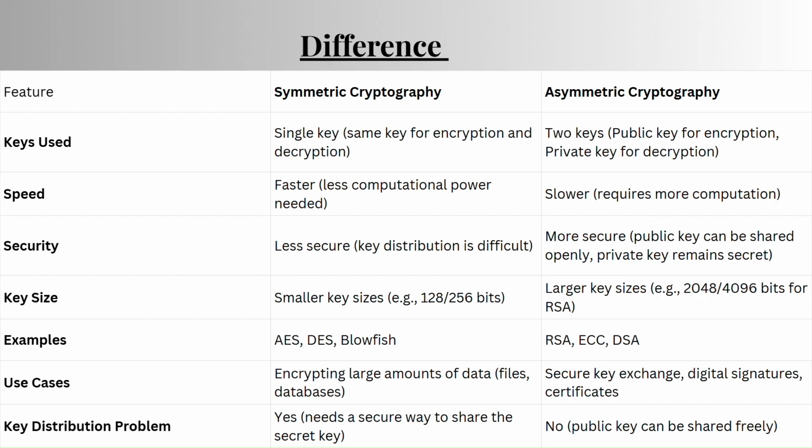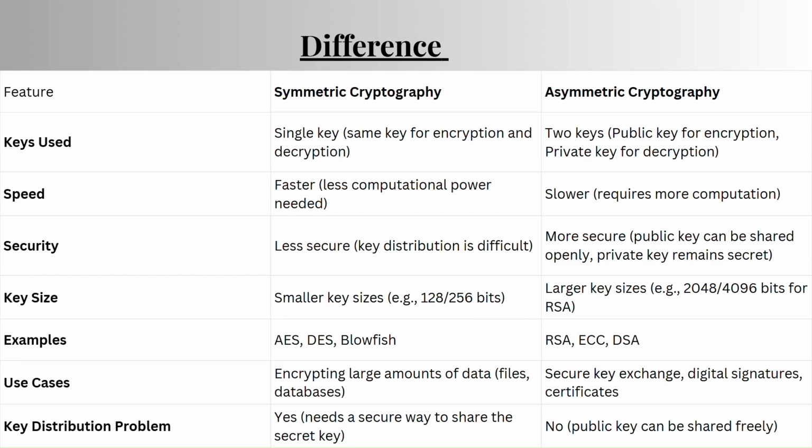The difference between symmetric key cryptography and asymmetric key cryptography is that in symmetric key only one key is used, whereas in asymmetric two keys are used. Symmetric is faster as only one key is used for encryption and decryption. Asymmetric is slower as it requires more computation. Symmetric is less secure as key distribution is difficult. Asymmetric is more secure as the public key is shared openly and the private key remains secret.